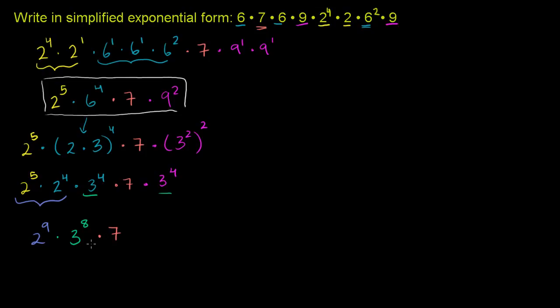So if you really wanted to break things down into their prime factors and have the least bases here, you could view this as an even more simplified exponential form than what the question writers originally wanted. So you could get down all the way to 2 to the ninth times 3 to the eighth times 7, which is the same thing as that, which is the exact same thing as that.